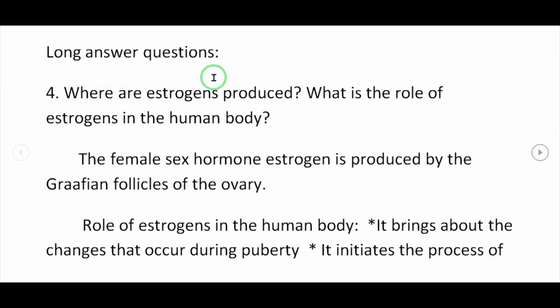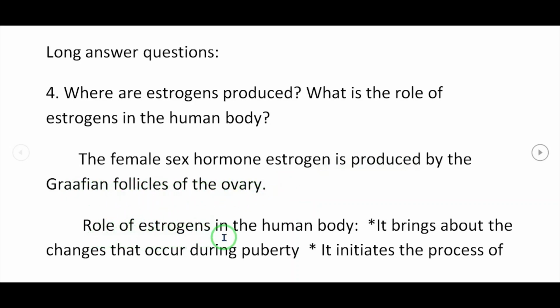Long answer questions. Question number 4. Where are estrogens produced? What is the role of estrogens in the human body? The female sex hormone estrogen is produced by the Graafian follicles of the ovary.